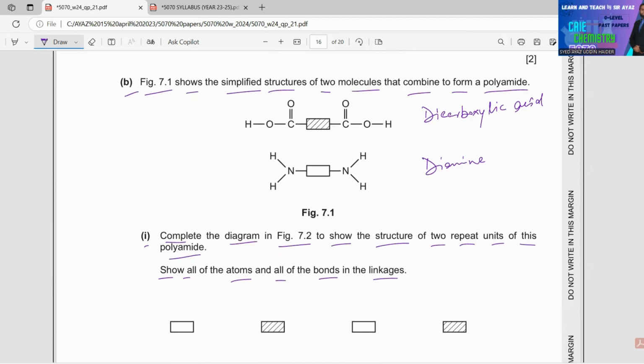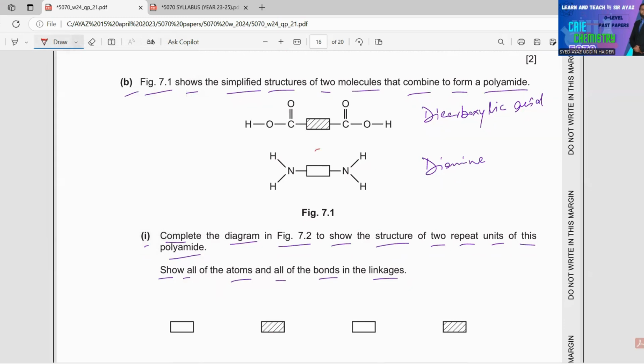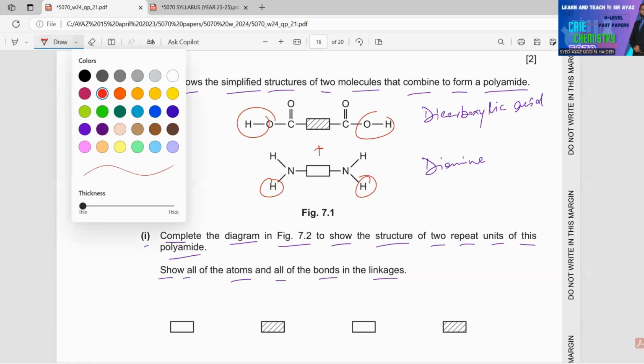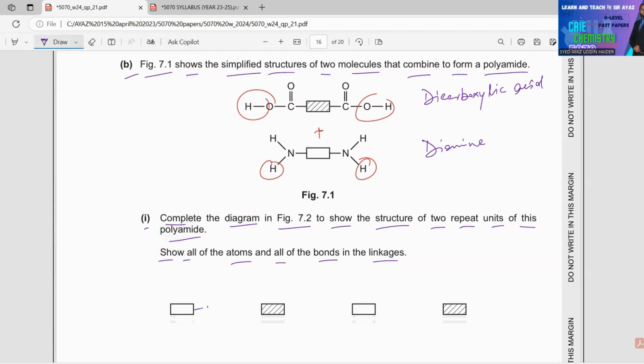So the blank box must have NH on both ends. Remember, the combination in this case must be condensation. In condensation, there will be release of a simple molecule like water. In this case, OH will be released from each end of the dicarboxylic acid and H from each end of the diamine. So the product is simple. What I'm going to do is just show NH. No need to write NH2. One H is already removed.